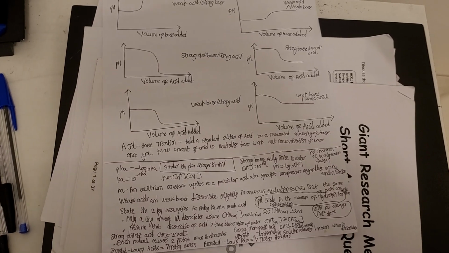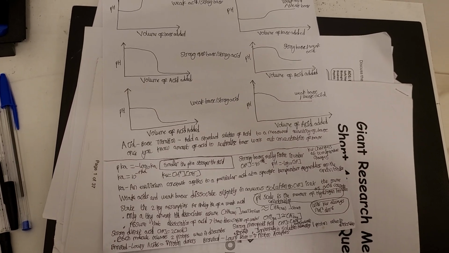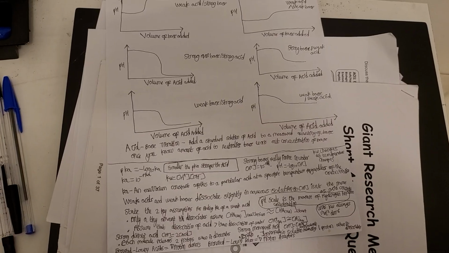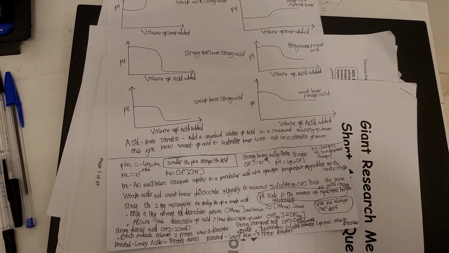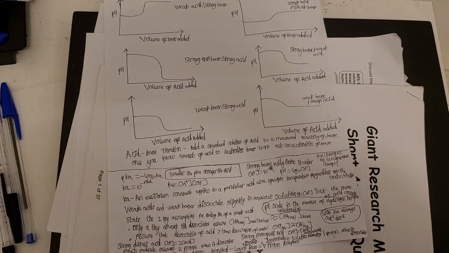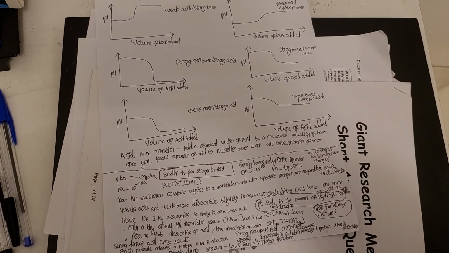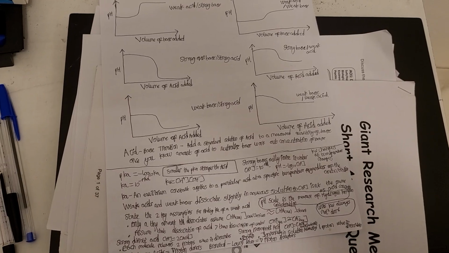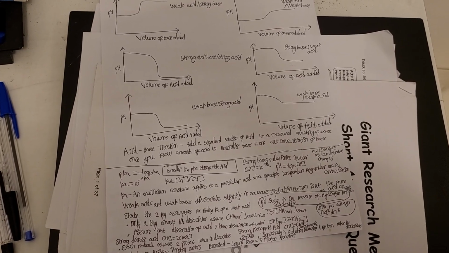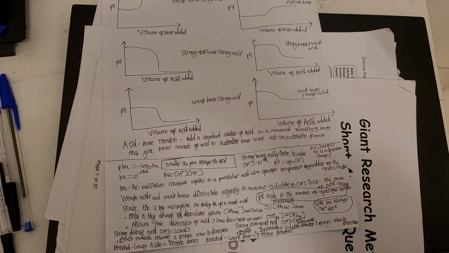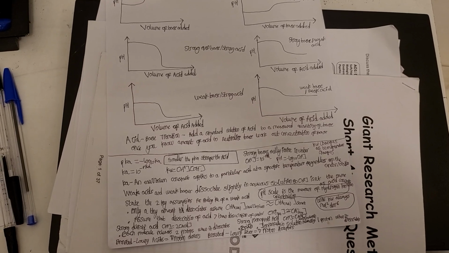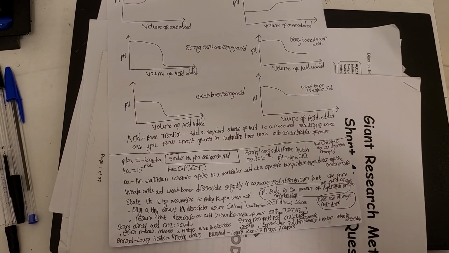Kw changes as temperature changes. Ka, the acid dissociation constant, is an equilibrium constant and applies to a particular acid at a specific temperature regardless of the concentration. Weak acids and weak bases dissociate only slightly in aqueous solutions, so the concentration of H+ isn't the same as the acid concentration.